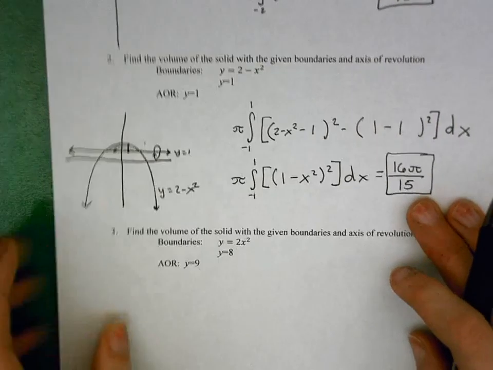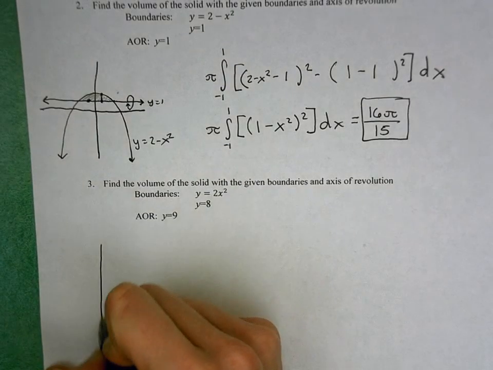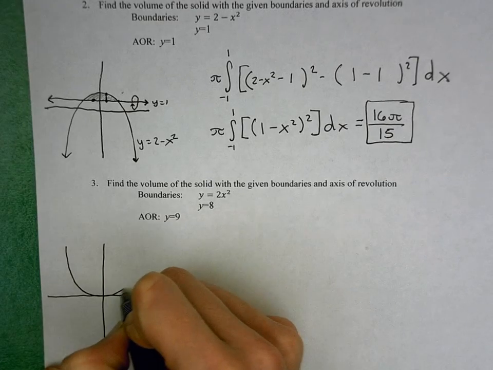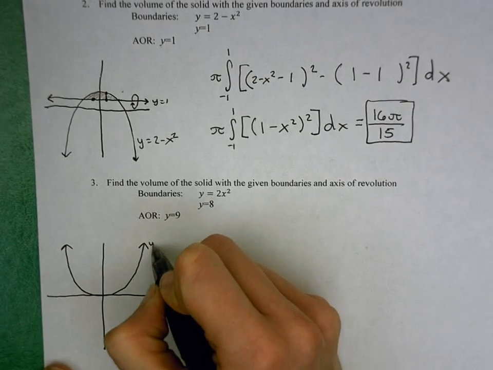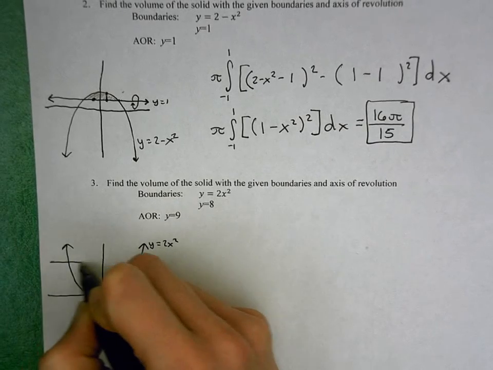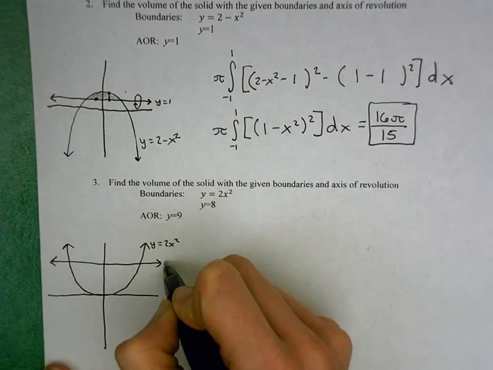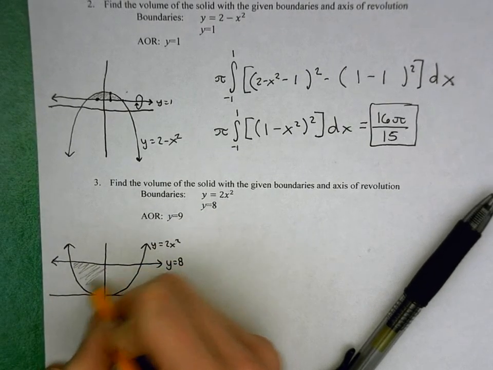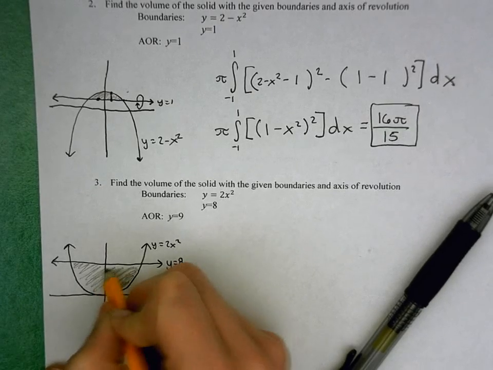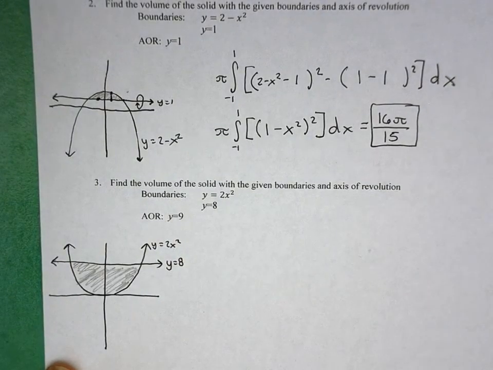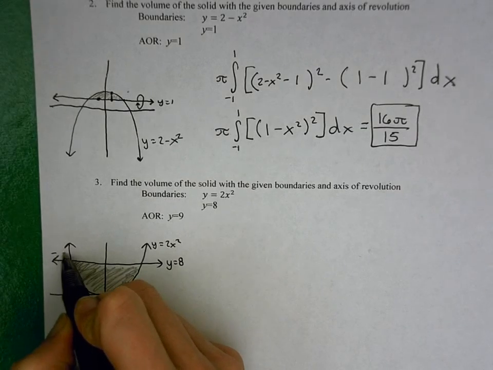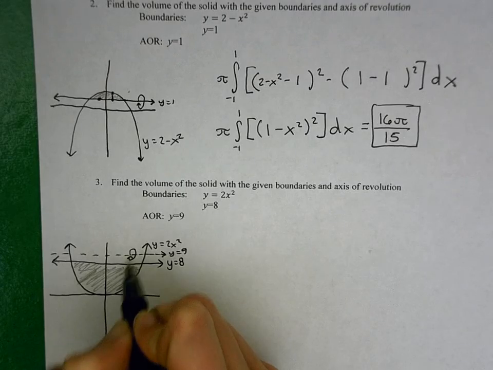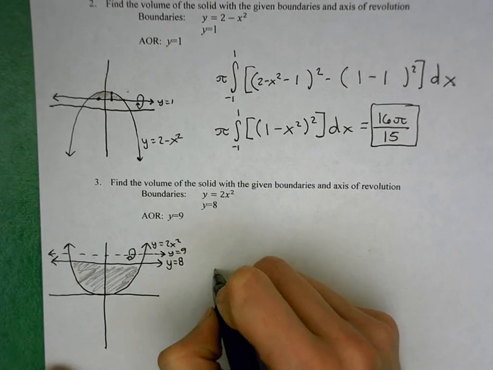Okay, number 3, we are finding the volume of the solid with the given boundaries. So we have our y equals 2x squared. We have our y equals 8. But in this case, our boundaries are not the same as our axis of revolution. Our axis of revolution is separate from our region, because our axis of revolution is y equals 9, which is up here. That's my axis of revolution. But the formula is still the same.